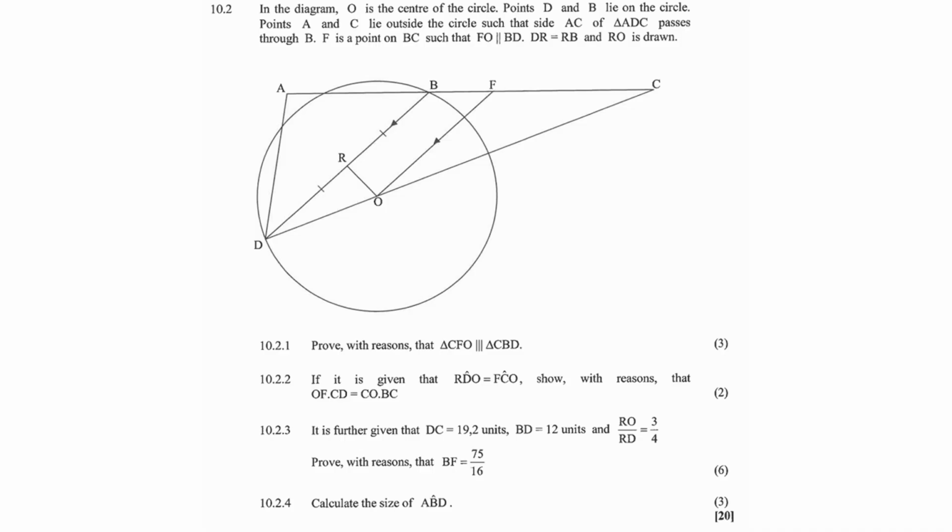10.2.2. If it is given that angle RDO equals angle FCO, show with reasons that OF times CD is equal to CO times BC. 10.2.3. It is further given that DC is 19,2 units, BD is 12 units, and RO over RD equals 3 over 4. Prove with reasons that BF is 75 over 16. 10.2.4. Calculate the size of angle ABD.